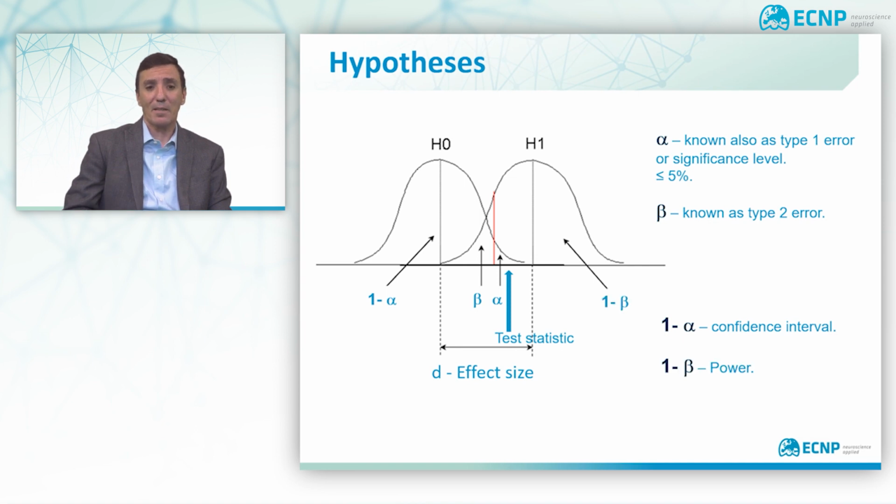And the last state is 1 minus beta, which reflects the statistical power. The null hypothesis is truly false, and we are able to reject the null hypothesis. This is the aim of the statistical process.